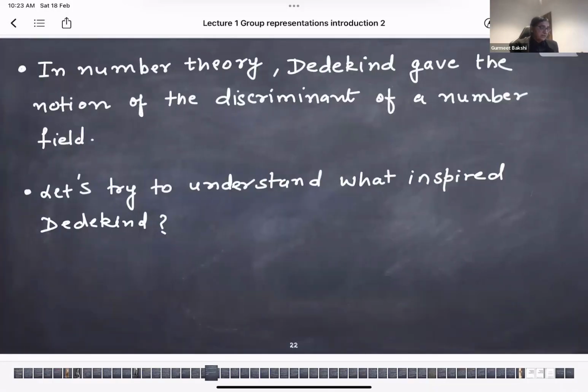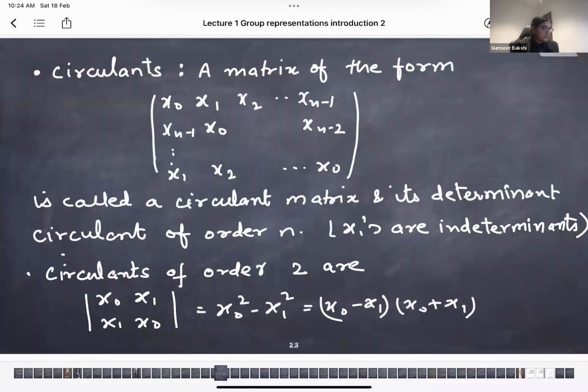In number theory, there was a notion of the discriminant of a number field, and that was given by Dedekind himself. So let's try to see what inspired Dedekind. That was the question he raised to Frobenius, and as an answer to it, the theory got developed.